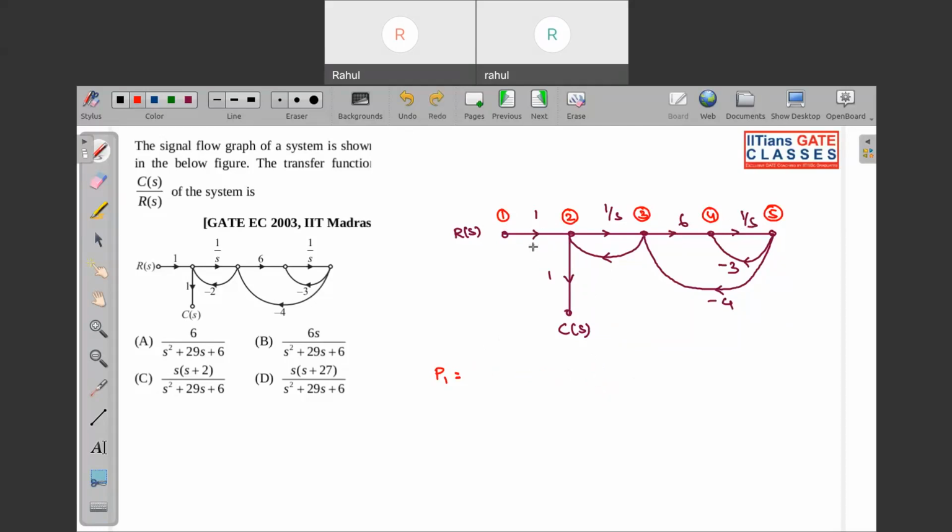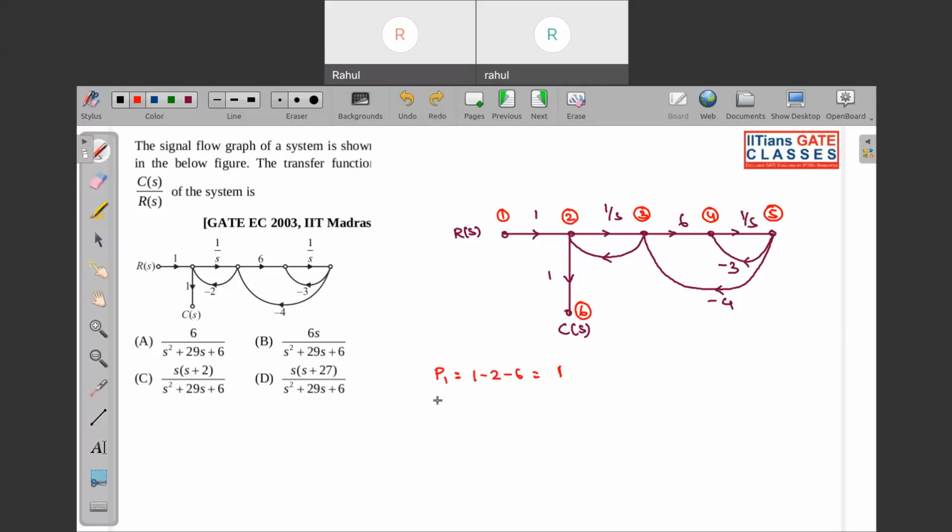Sorry. So forward path means from your input node to your output node, or from your source node to sink node. So P1 will be from 1 to 2, and if I mark this node as 6, so from 1 to 2 and 2 to 6. Okay. So your path gain is what? It is equal to 1.